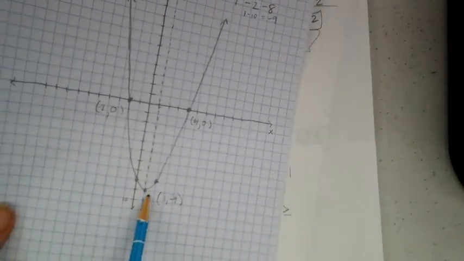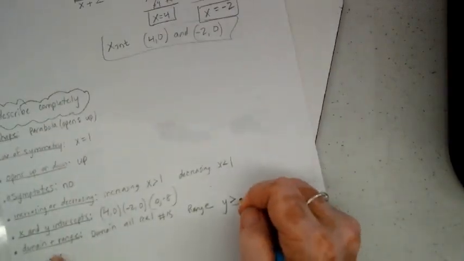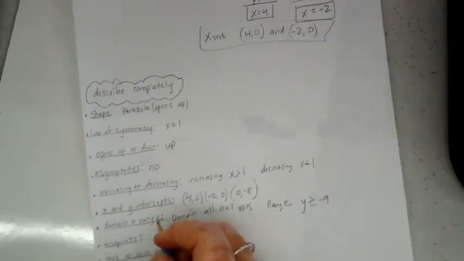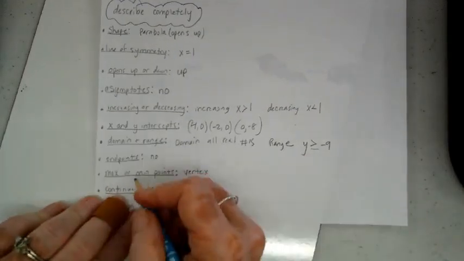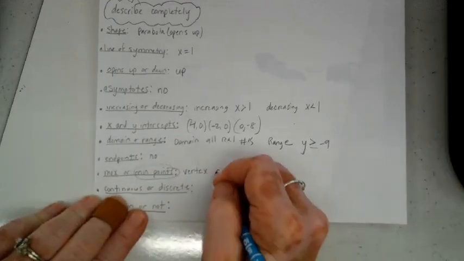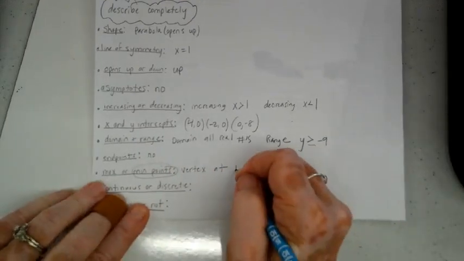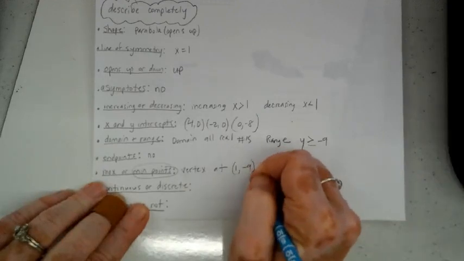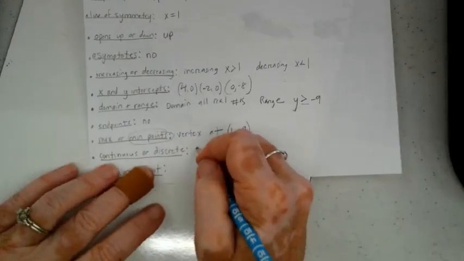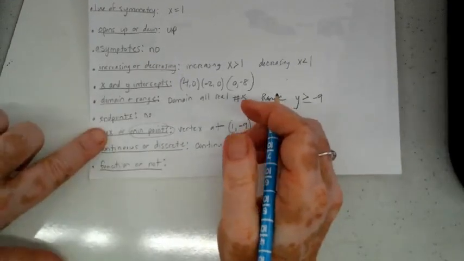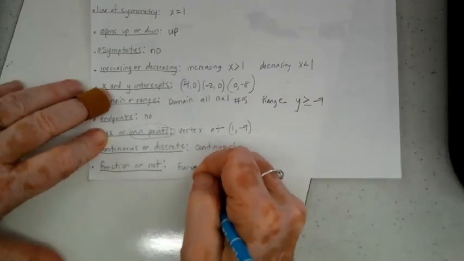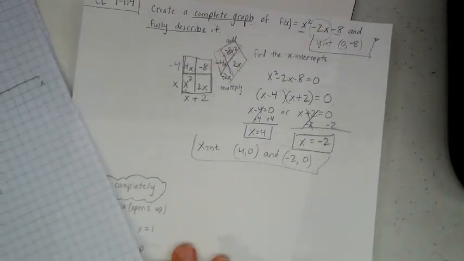Okay, and then the endpoints, no. Vertex is a minimum point at 1, comma, negative 9. Continuous, and it's a function. Okay, I better cut this short. And that's all I got.